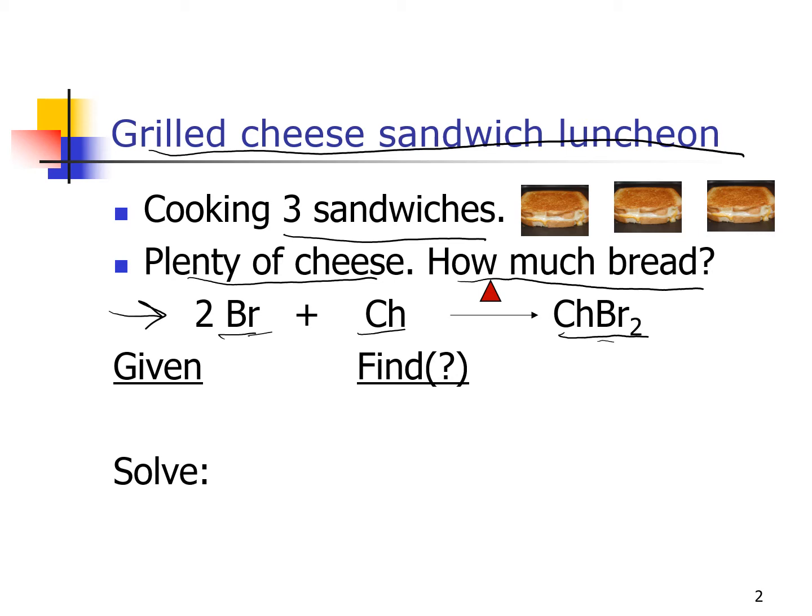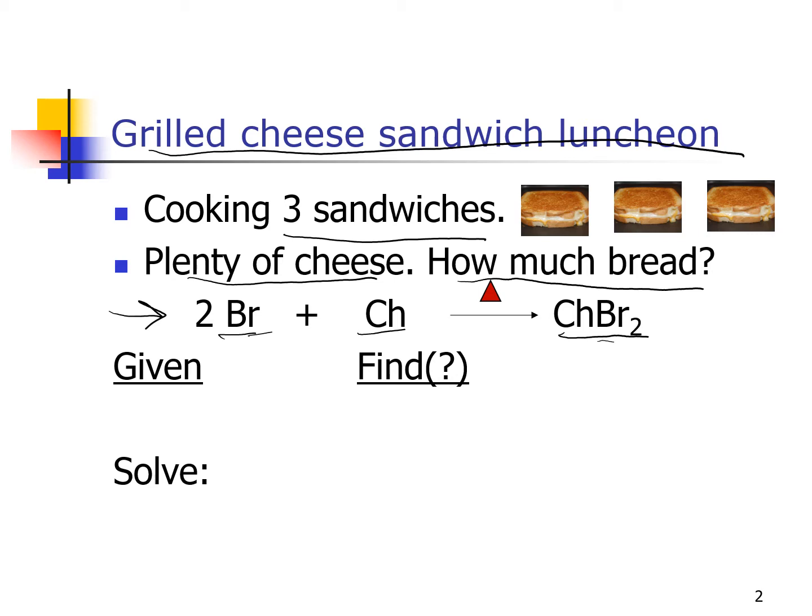And I'm sure off the top of your head, you know if I'm making 3 sandwiches and each sandwich has 2 pieces of bread, I'm going to need 6 pieces of bread. But I just want to show you how we're going to set it up that we'll be using in doing chemical reactions to solve from one quantity to a different quantity of either reactant or product.